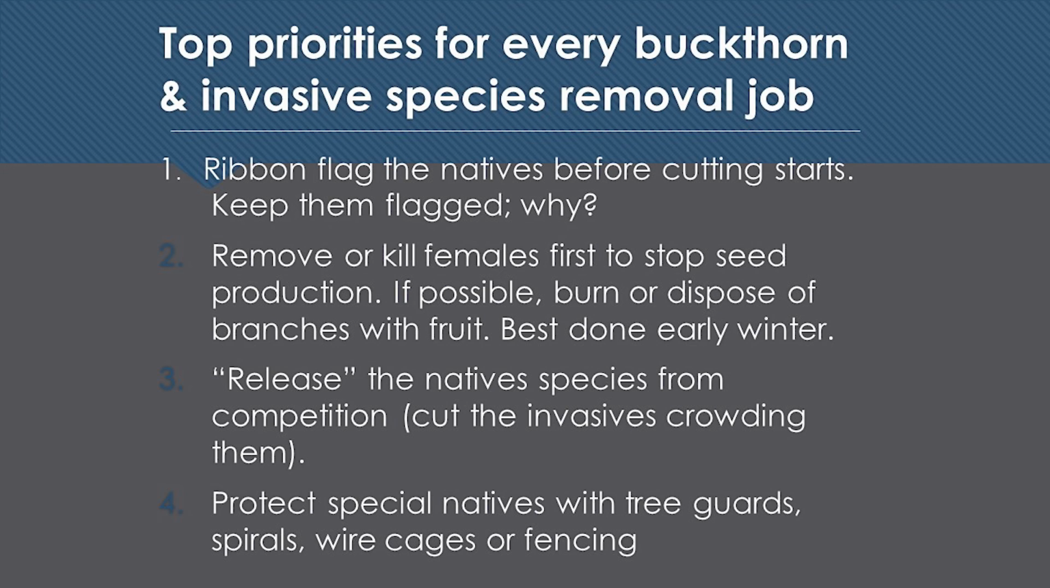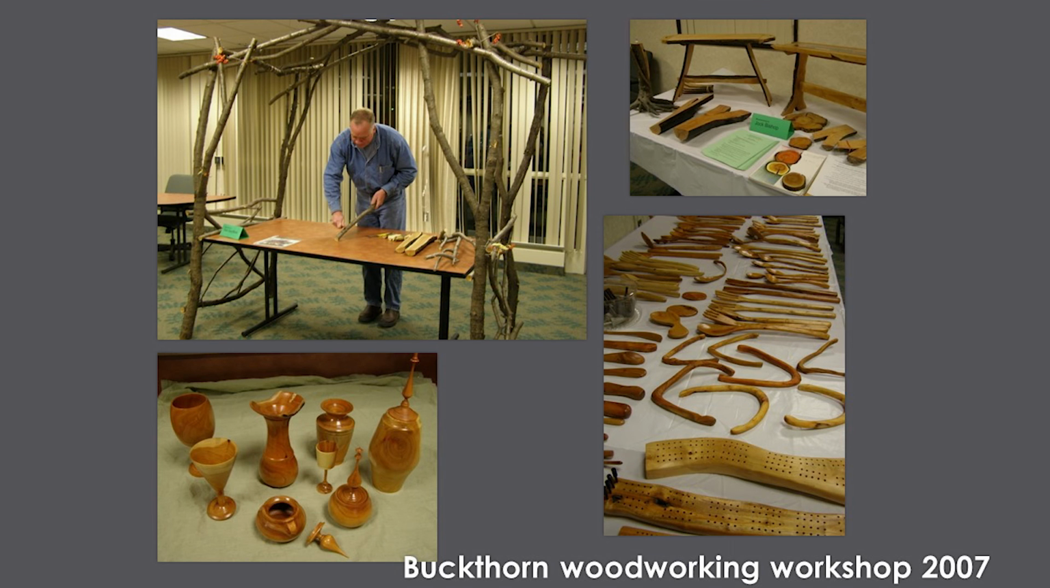Ribbon flag the native species before cutting starts. So keep them flagged because the buckthorn grows way faster than the native plants do. And so if you cut and miss a stump of a buckthorn and you've got a native plant flagged right next to it, the buckthorn can grow 5 feet in 1 year on an untreated stump. So you're going to want that flag there for them coming back and doing more work. Okay?